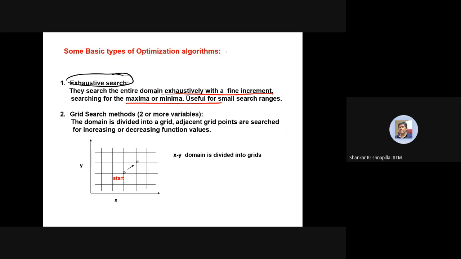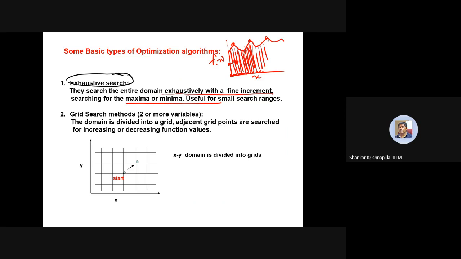or minima. How this works is, suppose this is our objective function, f of x versus x. The x-axis is divided into very fine increments like this. You start from the left and search each value of x, checking these altitudes from left to right. Because the x-axis values have very fine intervals, you will definitely find all these peaks, but it is exhaustive search.